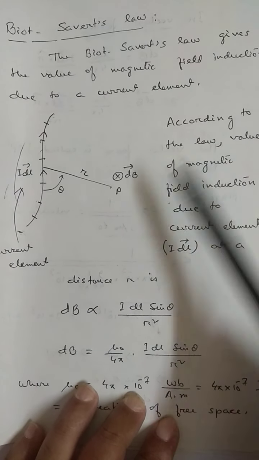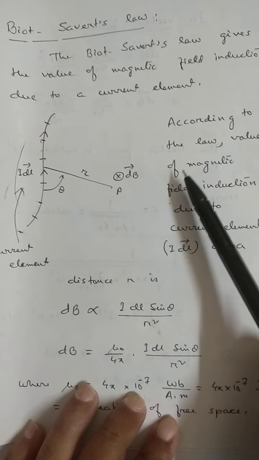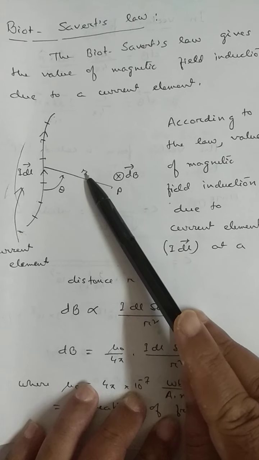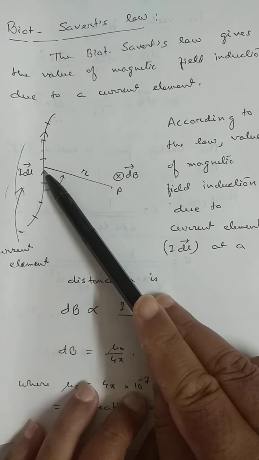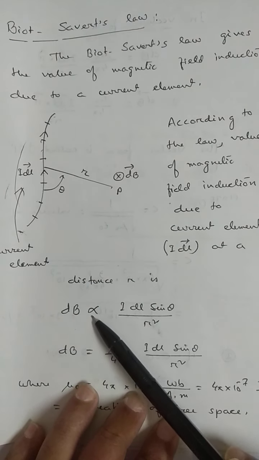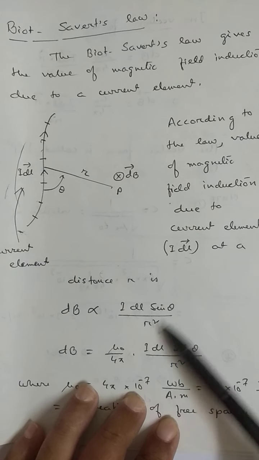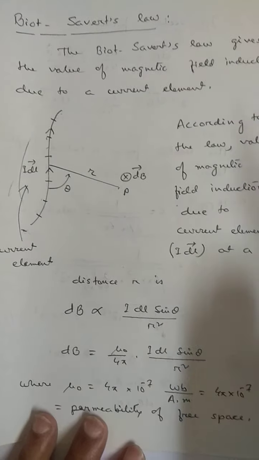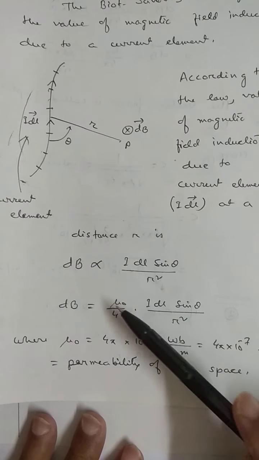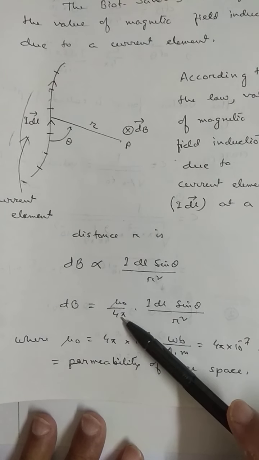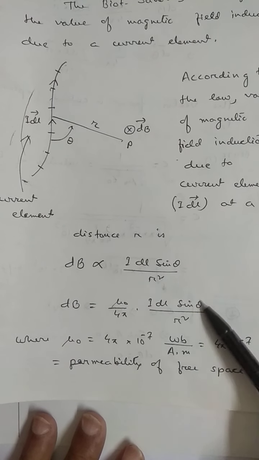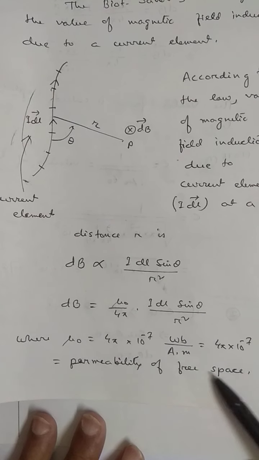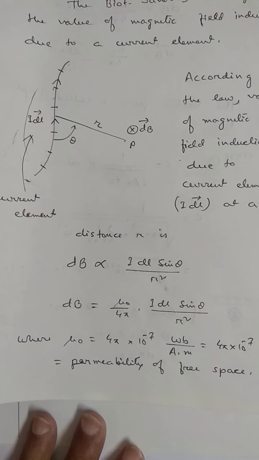The Biot-Savart law gives us the value of magnetic field induction at a point P, which is at a distance r from the current element. And the law states that dB is proportional to IDL sin theta by r square. So there should be a proportionality constant, and this is written as mu 0 by 4 pi IDL sin theta by r square. This mu 0 is called the permeability of free space.